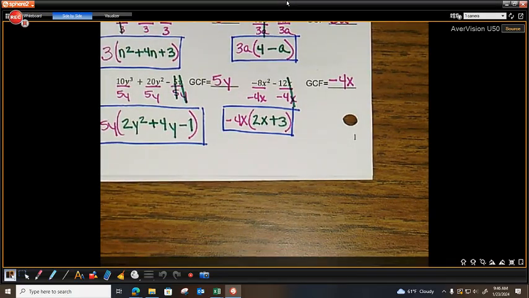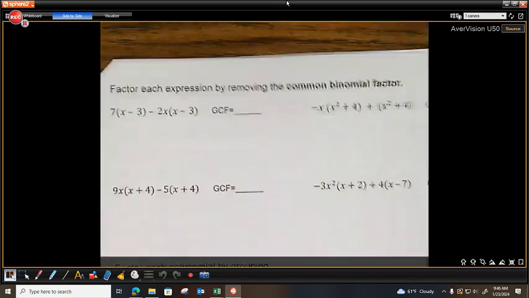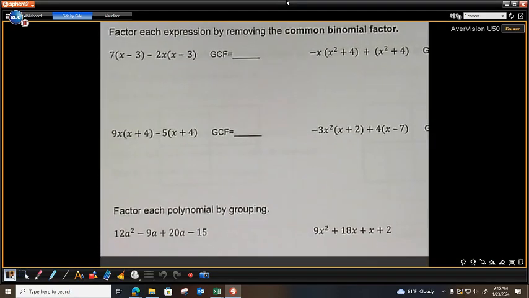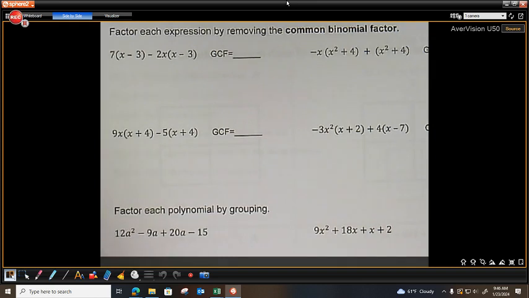Okay, we are like halfway done, guys. Doing great. Now we are going to factor each by removing the common binomial factor. Do we remember from last unit what I said binomial means? What's bi mean? 2. Very good. So what's a binomial? 2 terms. There we go. 2 terms. So a common binomial is if you have 2 terms that are the same. Okay? Or a factor where 2 terms are the same.